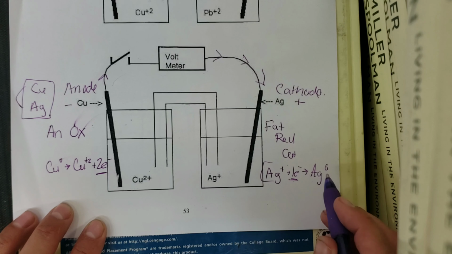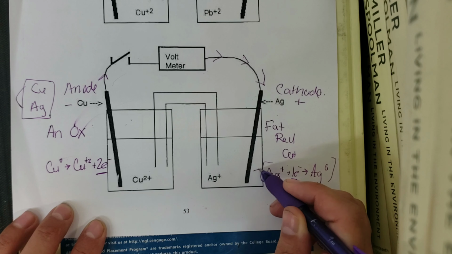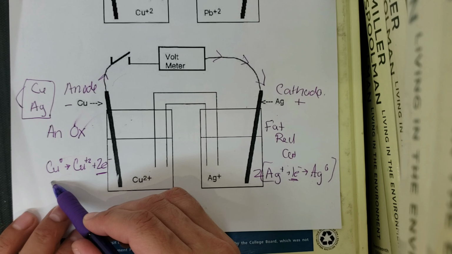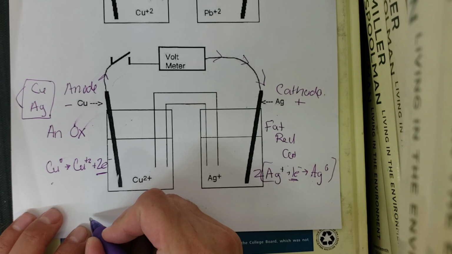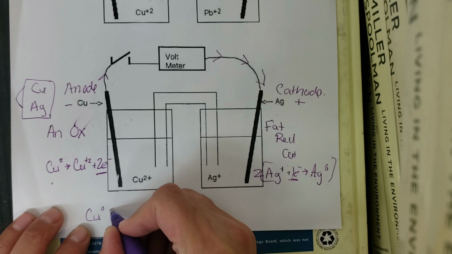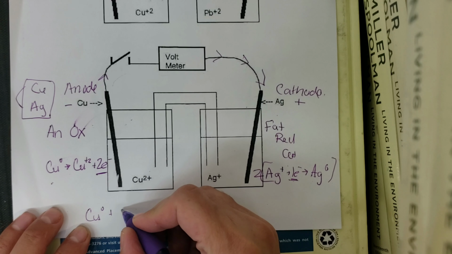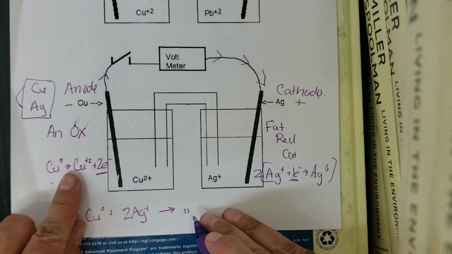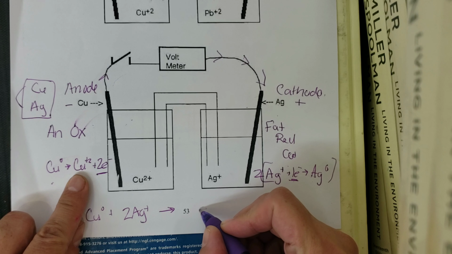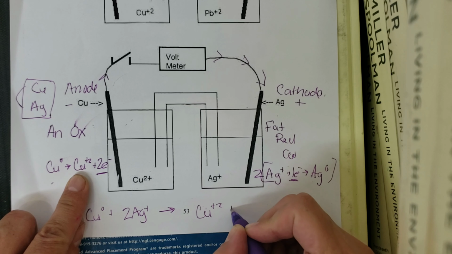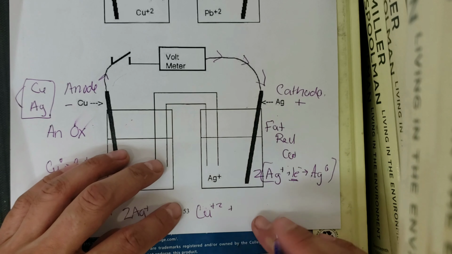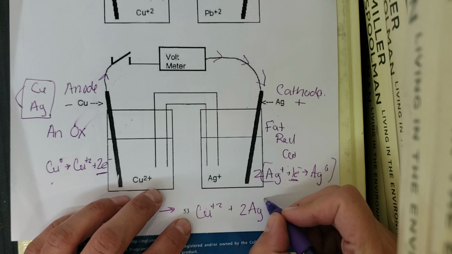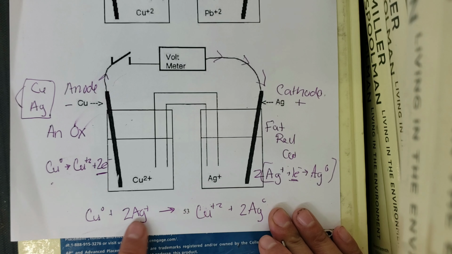So I'm going to have to multiply my silver by 2. If I write what's on the reactant side, before the arrow, first, I see that I have a copper, and over here I have 2 silvers. And then here I have 1 copper ion, and over here after the arrow I have 2 silver atoms. So this is my balanced reaction.